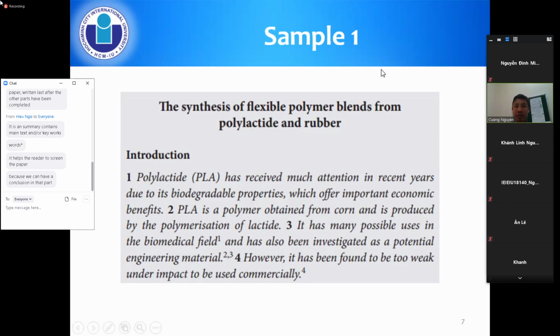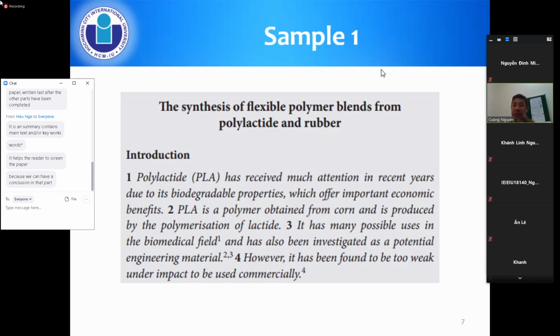So you see that, this research paper topic is synthesis of flexible polymer blends from polylactide and rubber. To be honest with you, I don't understand. I'm not a chemistry major at all, but this paper is not too specialized for you to understand. You can understand it, and the point this morning is that I don't expect you to understand every single thing about this paper this morning, but we pay attention to the structure of the paper instead.